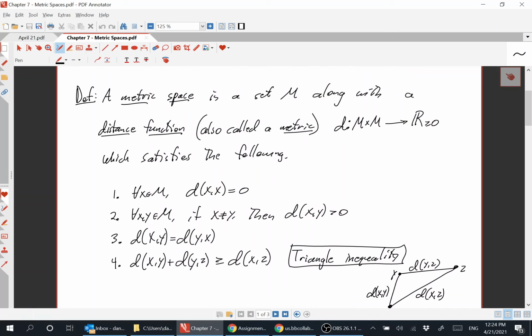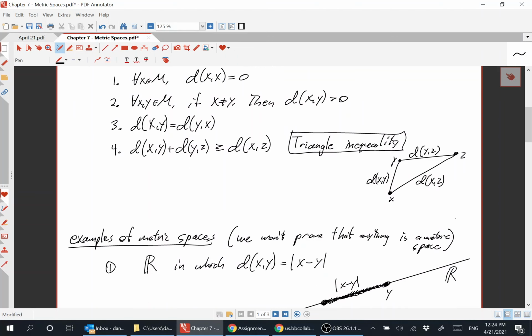The distance from X to X is always 0. If X is not equal to Y, then the distance from X to Y is positive. The distance from X to Y is the same as the distance from Y to X, the symmetry condition. And then the triangle inequality: the distance from X to Y plus the distance from Y to Z is bigger than or equal to the distance from just X to Z by itself. And this is the picture to think of.